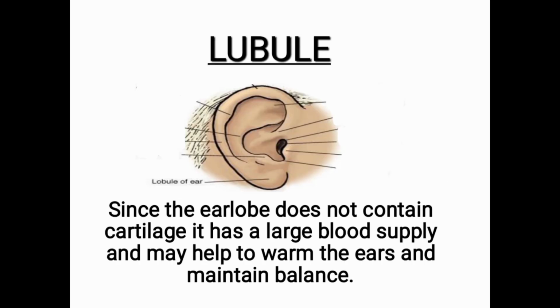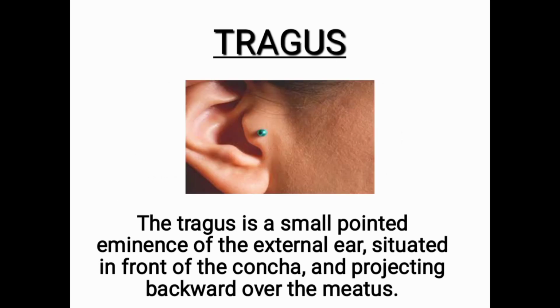Lobule. Since the earlobe does not contain cartilage, it has a large blood supply and may help to warm the ear and maintain balance. Tragus. The tragus is a small pointed eminence of the external ear, situated in front of the concha and projecting backward over the meatus. It is also the name of hair growing at the entrance of the ear.